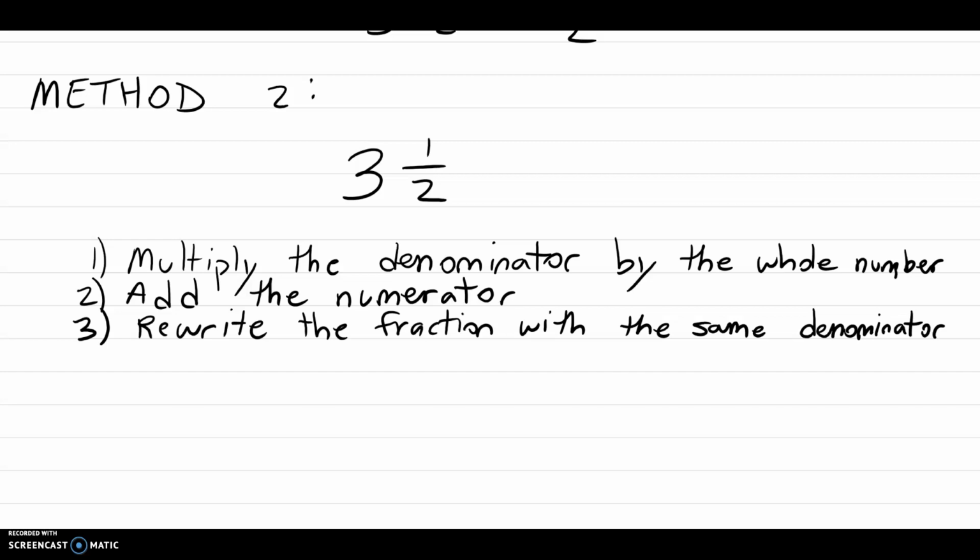So step 1 is multiply the denominator by the whole number. So that means I'm going to take 2 and multiply it by 3. So I'm going to put a little x there. So I have 3 times 2. Then you add the numerator, plus 1. And that's going to give you the numerator of your improper fraction. So 3 times 2 is 6, plus 1 is 7. So then this I can rewrite now as 7 over 2.